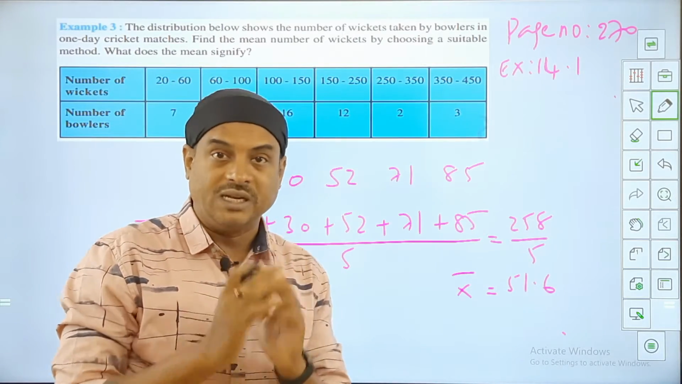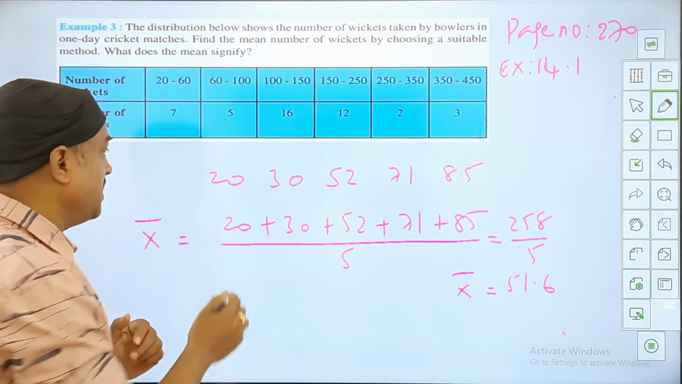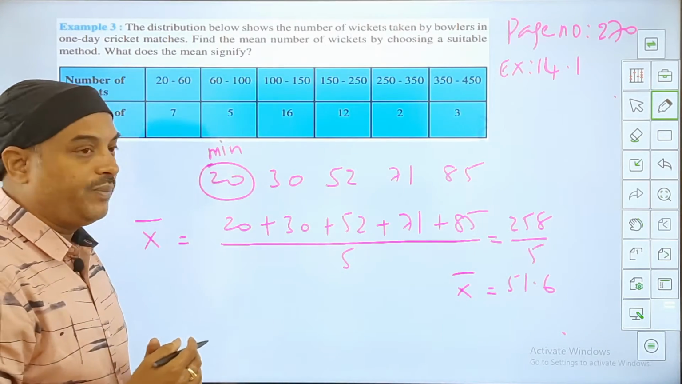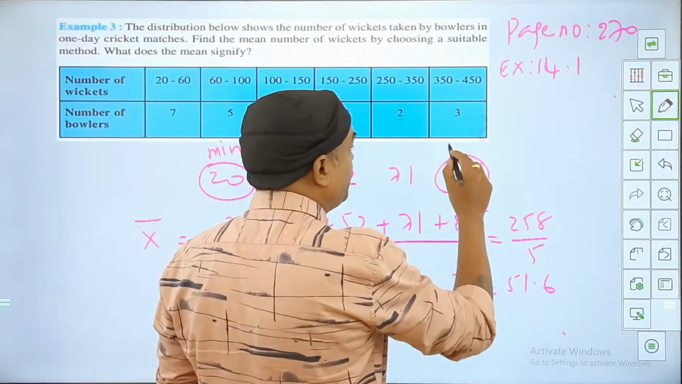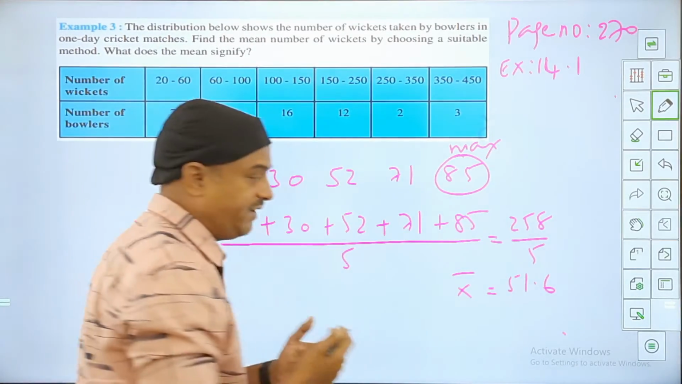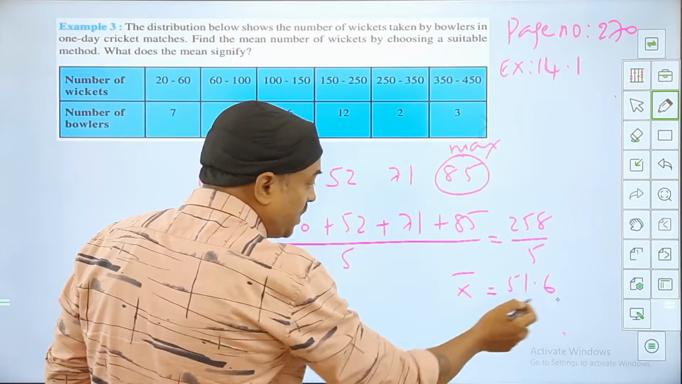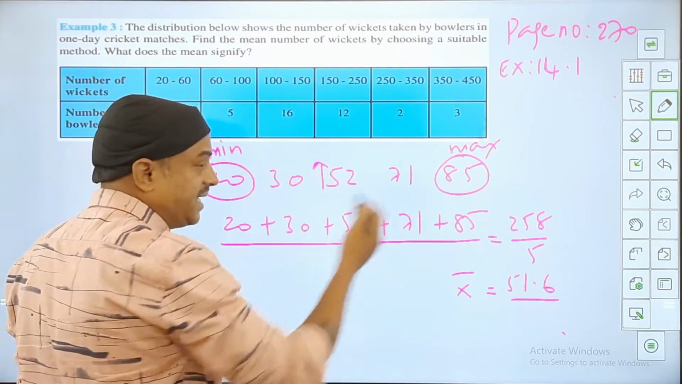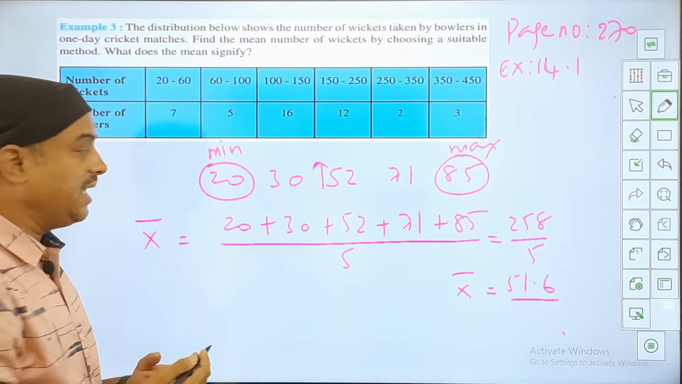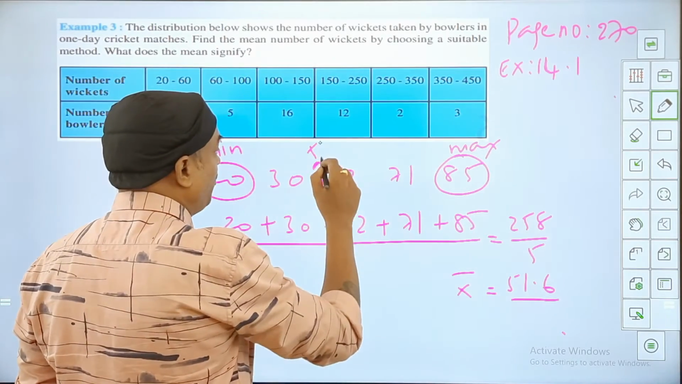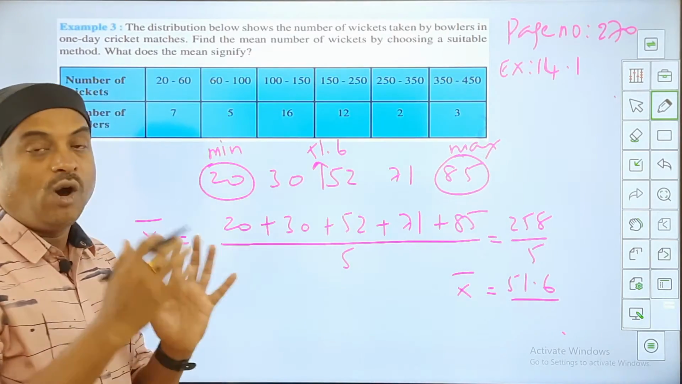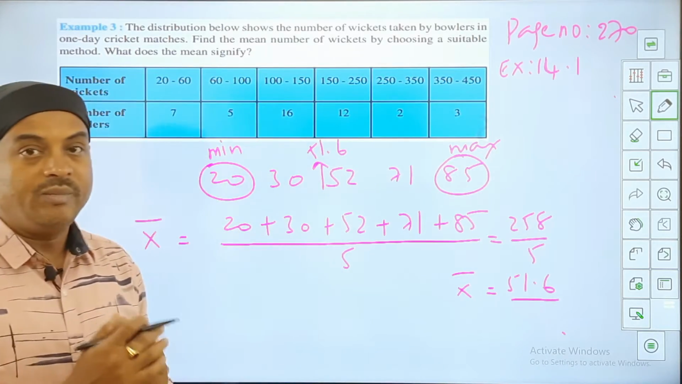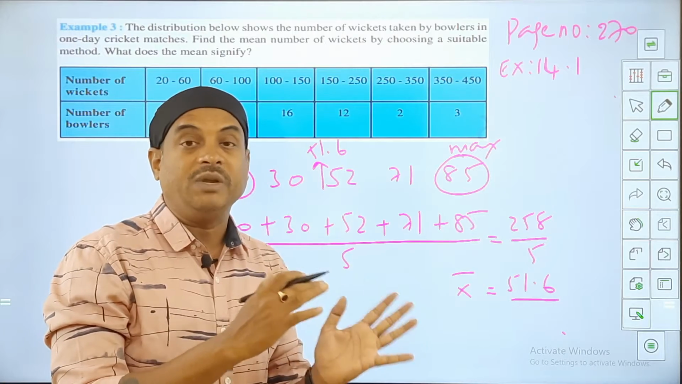Now from this question itself, we need to understand what is meant by an average, what is meant by mean. If you look at the given numbers, the minimum of the given numbers is 20 and the maximum of the given numbers is 85, and the value which we got is somewhere standing in the middle. Because these numbers are in ascending order, I can easily say this number 51.6 falls between the minimum and the maximum. So we should always remember average lies between minimum and maximum.